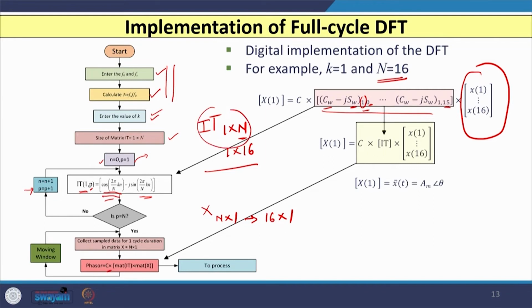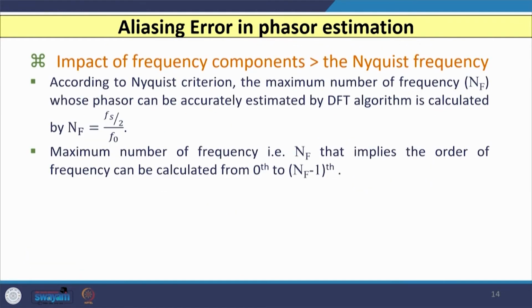For DC it is 1 by n, for others it is 2 by n. So finally you will have the value of the phasor for a particular value of k which you have entered. And then in a moving window, if you want to take the next sample and discard the previous sample, then you have to move it here and calculate it, and you can use this phasor value for any further application. Now, after this discussion, let us see what the aliasing error in phasor estimation is.